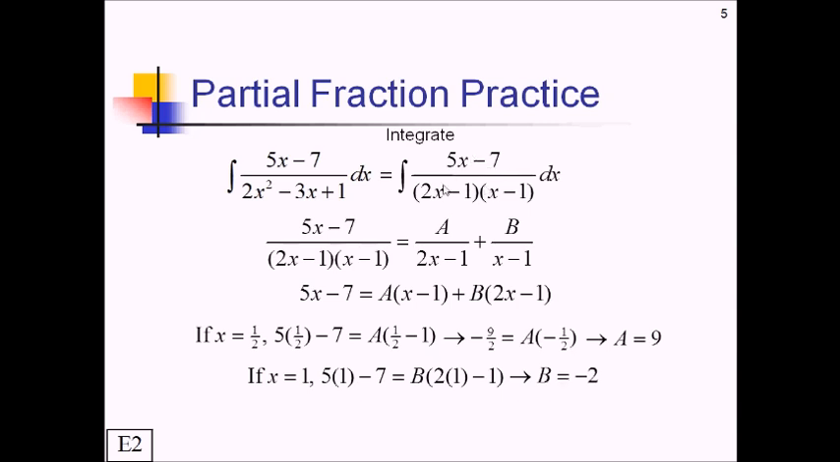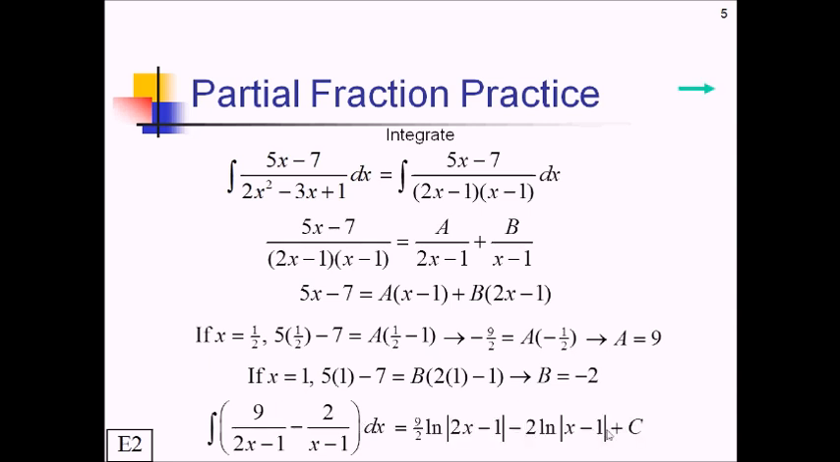I'm going to split up my fraction. I'm going to have 9 over 2x minus 1 plus, well, actually, we're going to have minus, because it's a minus 2, minus 2 over x minus 1. And then I'm going to do my antiderivative here. Now, be careful. I'm going to have 9 ln of absolute value of 2x minus 1 divided by the inner derivative of 2. So this is really 9/2 ln of absolute value of 2x minus 1. And then we'll have minus 2 ln of absolute value of x minus 1 plus c.